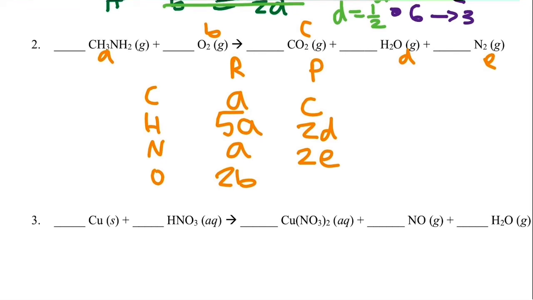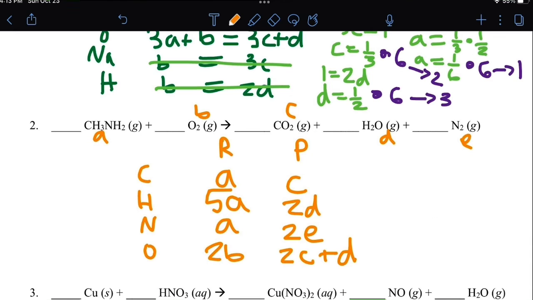So the reactant side is pretty easy. As you can see, O2, that means there's 2 B's. But on the product side, there are 2 C's plus 1 D, because you can see that there's O2 on C and there's O on D. So you'd have to add those 2 together at the bottom.